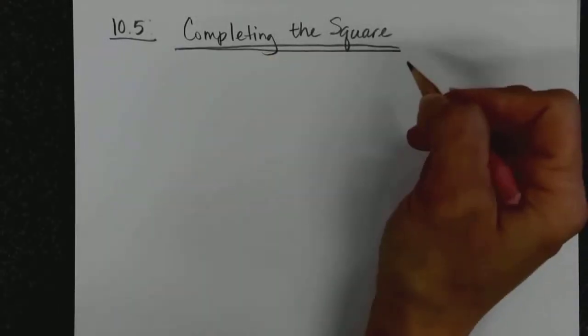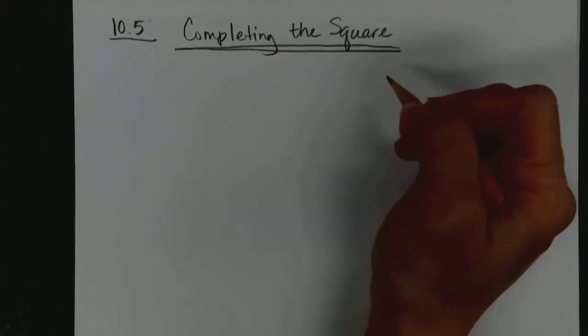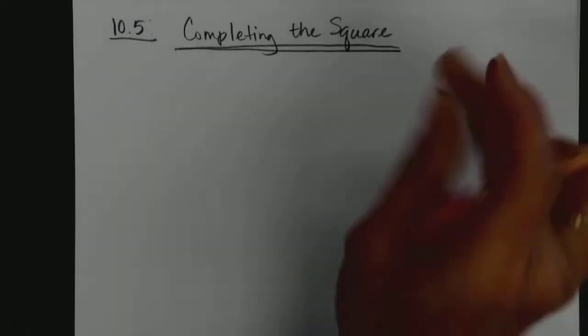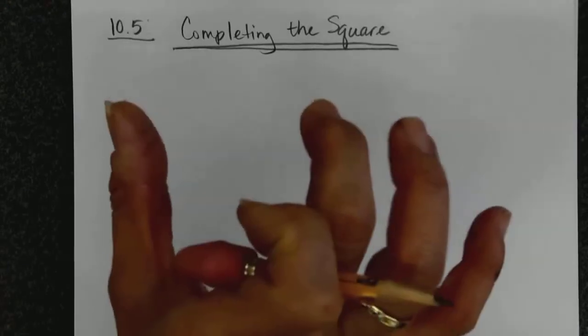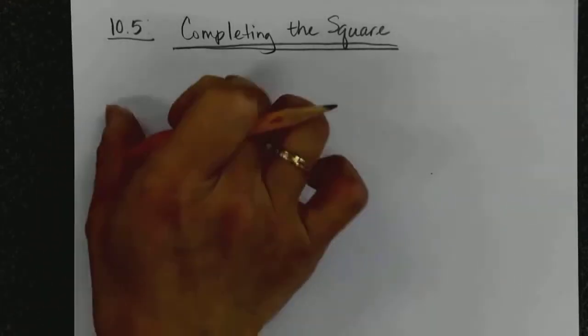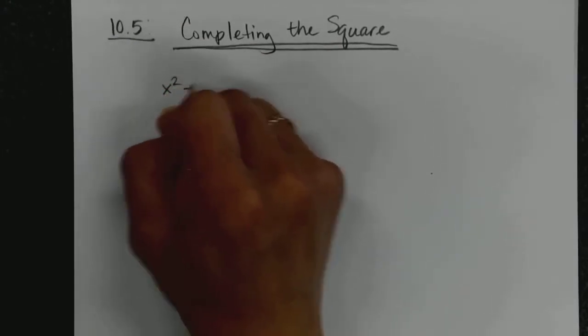Alright, so one of the methods for solving quadratic equations is completing the square. What I mean by completing the square is you want to get something called a perfect square trinomial.